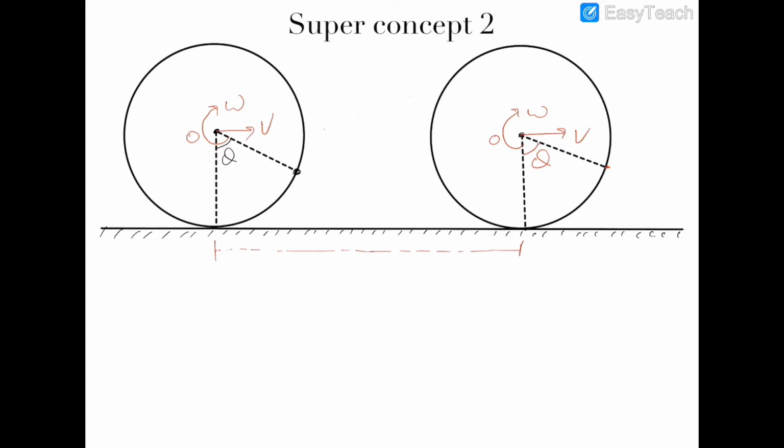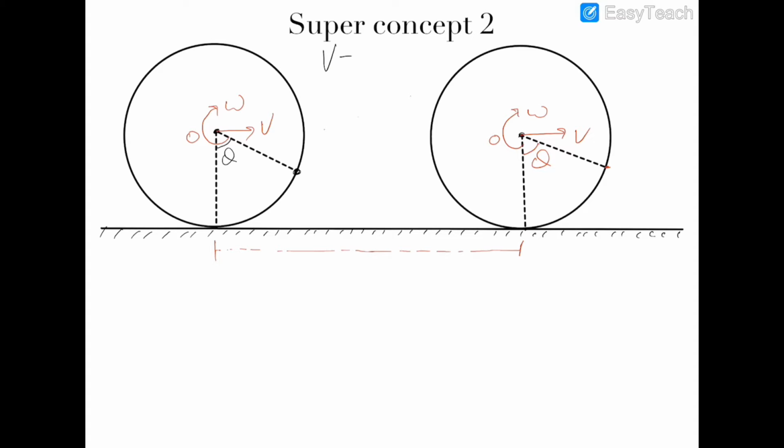In this super concept 2 of rolling, we are concerned to find out the distance moved by any general arbitrary point which is lying on the circumference of this round object in one complete rotation, provided that this round object is in the state of pure rolling. So let us consider that there is a ring which is in the state of pure rolling.